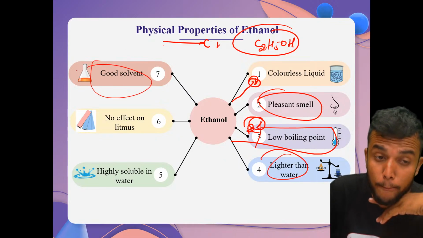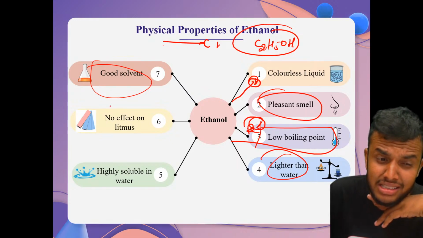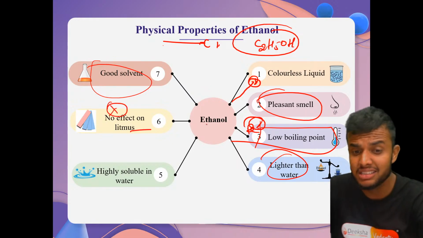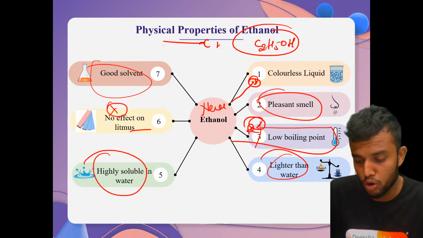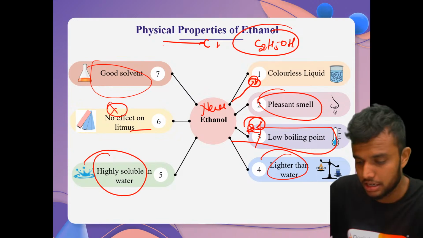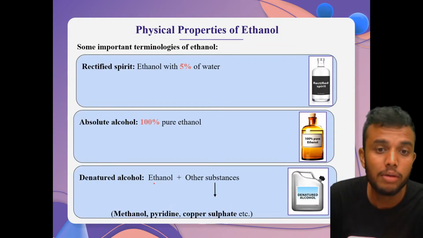It is one of the best solvents, and there is no effect on litmus, which means ethanol is a neutral compound. It is highly soluble in water. It is completely miscible with water. Okay, my dear students.